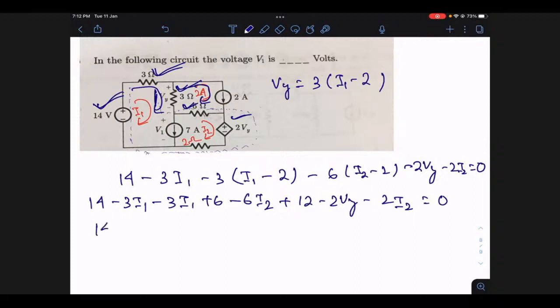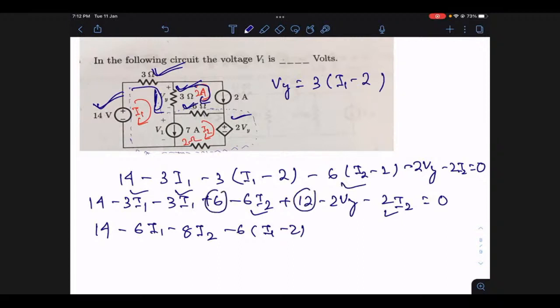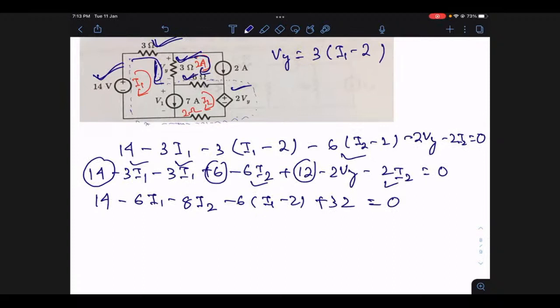If I collect the terms corresponding to I1: 14 minus 6I1. If I collect the terms with respect to I2: minus 6 minus 2, that is minus 8I2. Then minus 2Vx, so minus 6 into (I1 minus 2). I have done for this. Then for the constant terms: 12 plus 6 is 18, plus 14, is 32. Plus 32 equals 0. So this equation is coming only in terms of I1 and I2.